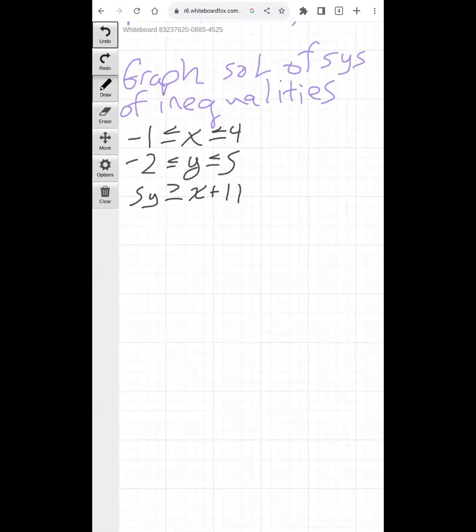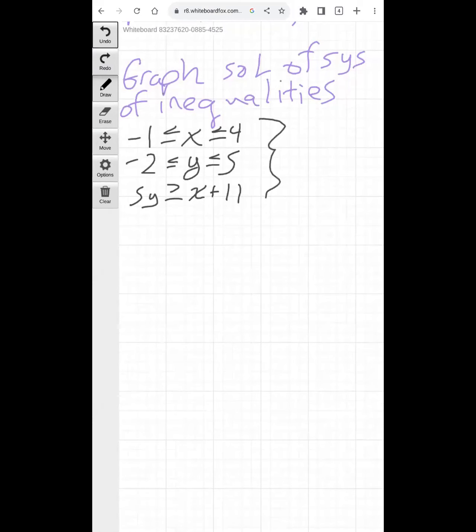Hello, in this video I'm going to show you how to solve a system of inequalities. What is meant by a system of inequalities is that you could be presented with more than one inequality. So say you have three inequalities as shown here.